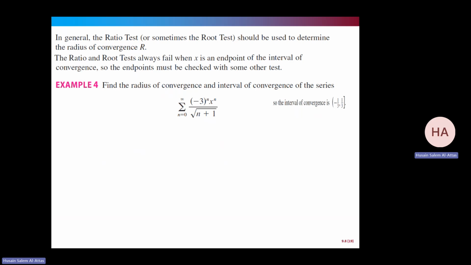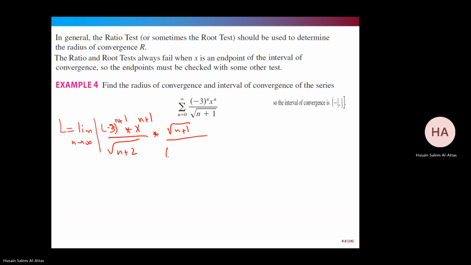Okay, so let me do this. Minus 3 to the power n, x to the power n. See what will happen. Let me find L. Limit as n goes to infinity of minus 3 to the power n plus 1, x to the power n plus 1, over square root of n plus 2, times the reciprocal of this, square root of n plus 1 over minus 3 to the power n, x to the power n.